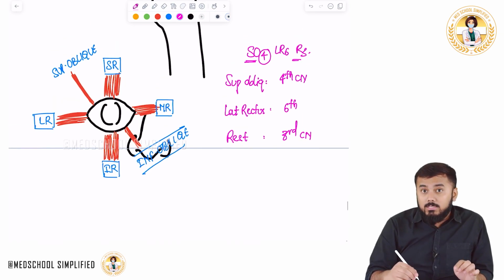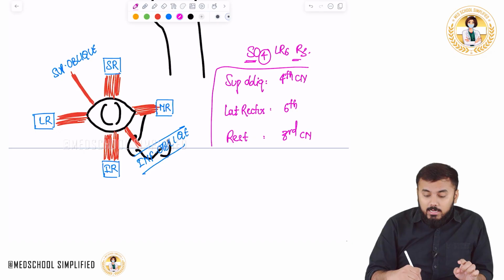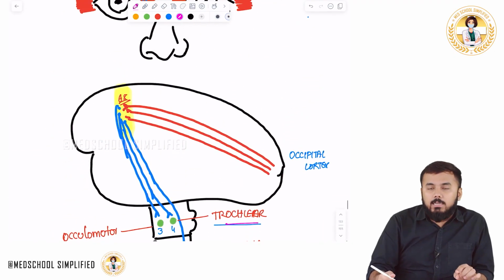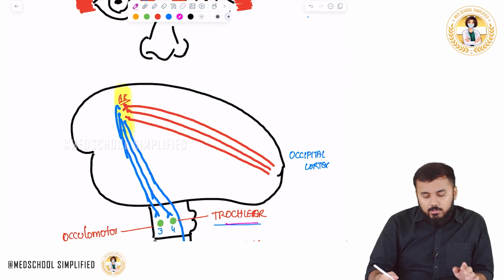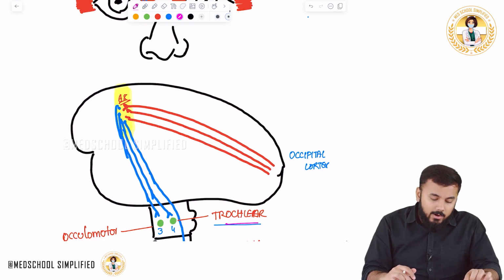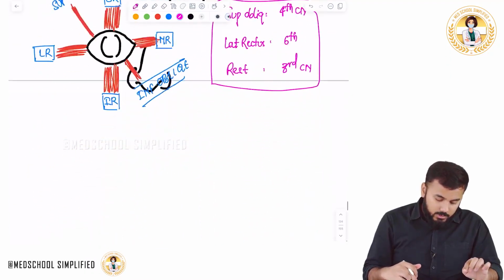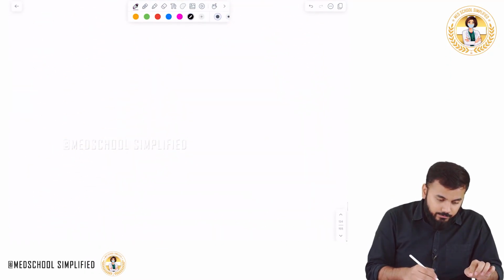So who is ordering these three cranial nerve nuclei to supply and contract? That is your area 6 and 8. I hope now you understood what the frontal eye field is and what area 6 and 8 are doing here. Now, after discussing area 6 and 8, the next important area we have to discuss. So let me make a fresh picture.